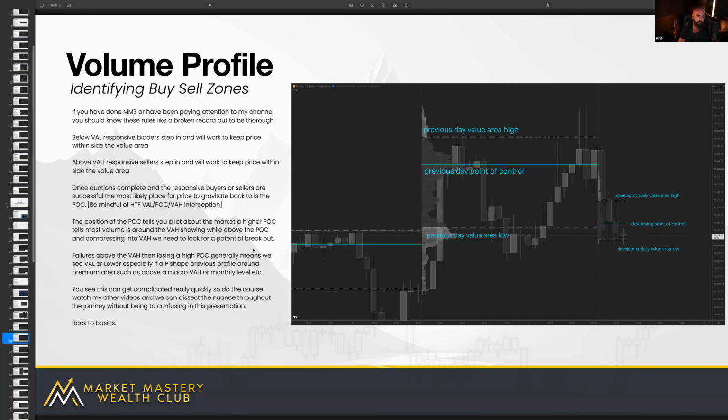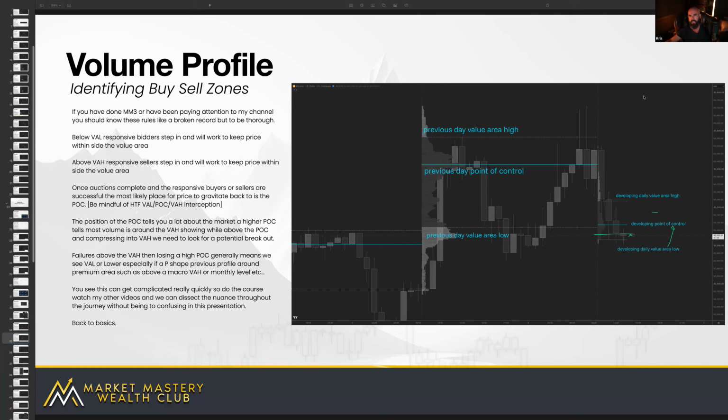So the position of the POC tells you a lot about the market. A higher POC tells us more volume around the value area high, showing that while above the POC and compressing to the value area high, we need to look for a potential breakout. Failures above the value area high, then losing a high point of control, generally means we see the value area low or lower, especially if there's a P-shape previous profile around premium areas such as above a macro value area high or monthly value area low.